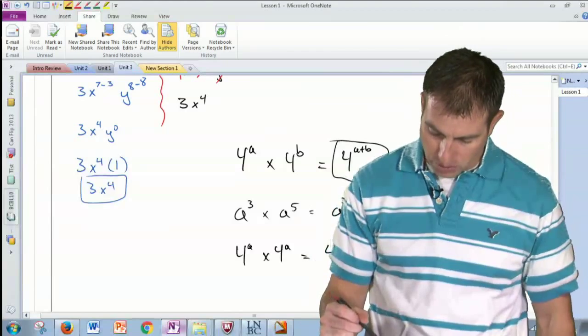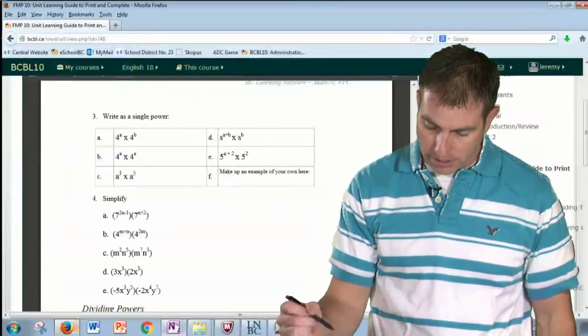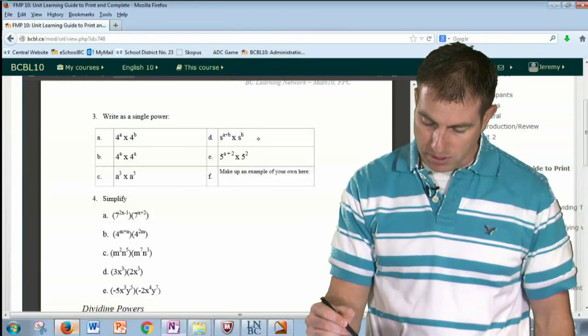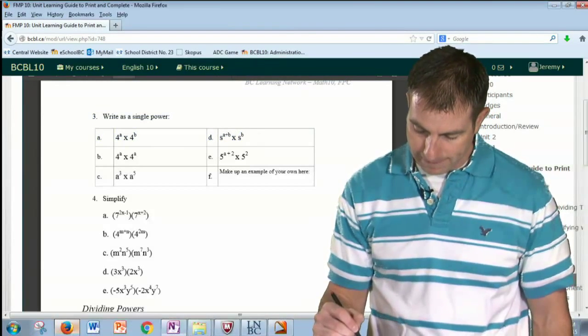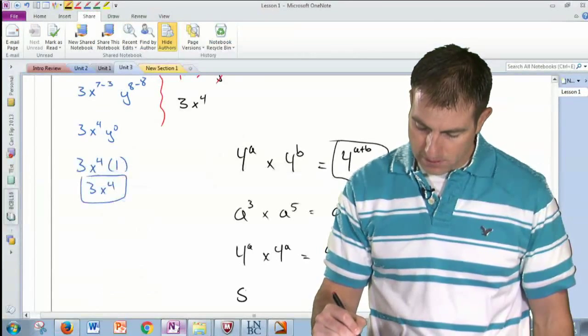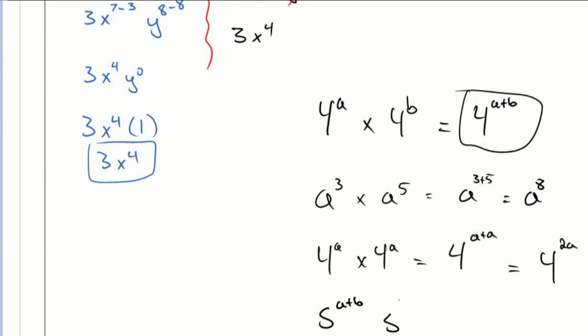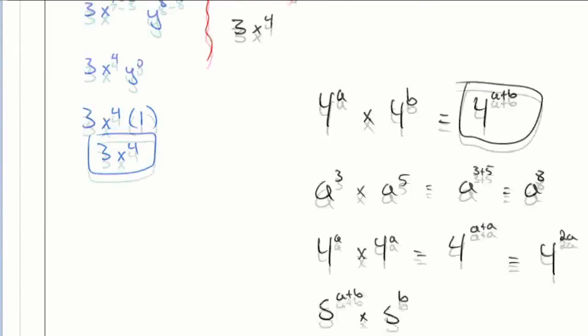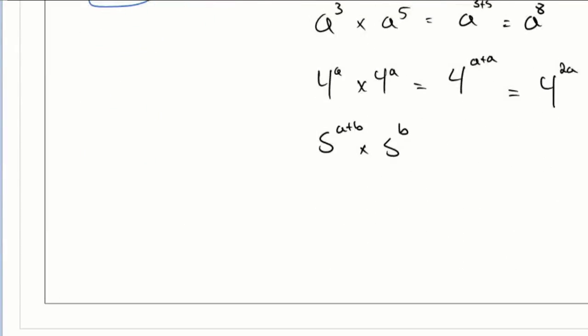Taylor, I'm assuming you're talking about D in the same, this guy here, this A plus B and then B. I got that. S to the A plus B times S to the B. All right. My bases are the same, so I can add my exponents. I have A plus B, and then I'm going to add to it a B.